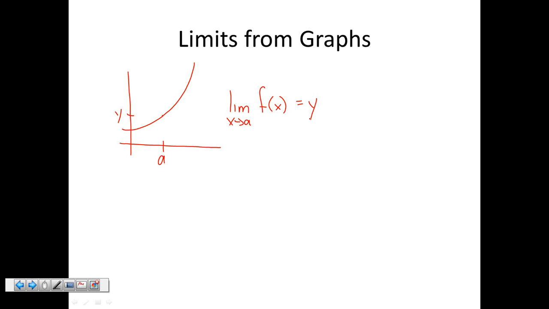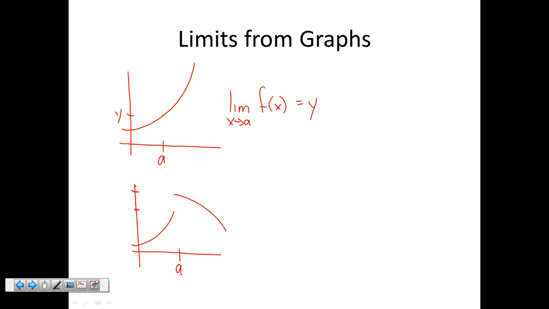Now if I've got a more complicated graph, let's muck things up a little bit by breaking this graph like so, and that point is where we want to find this limit. Well, I've got a little bit of a problem. I've got two different y values that I've got to deal with depending on which limit I'm finding.